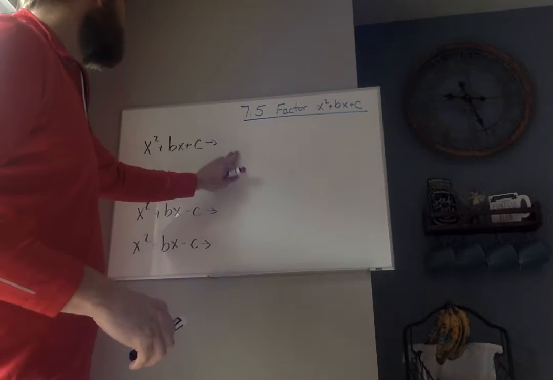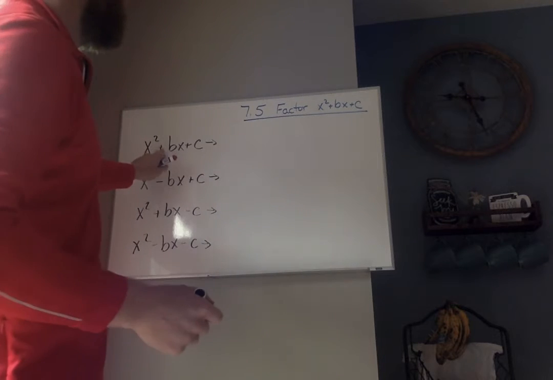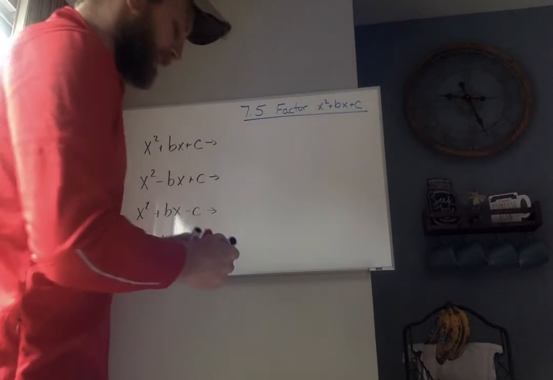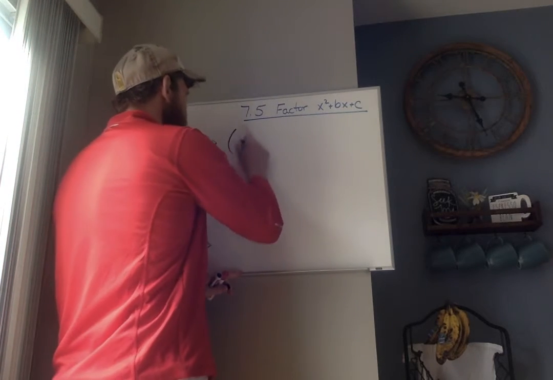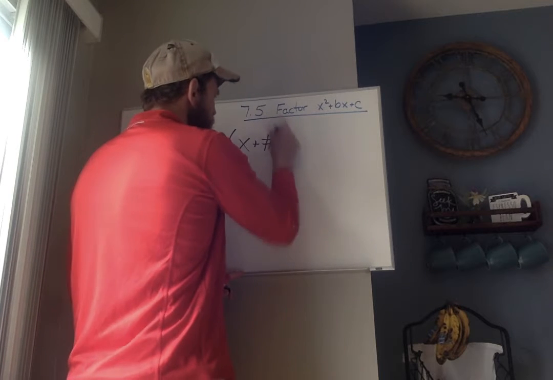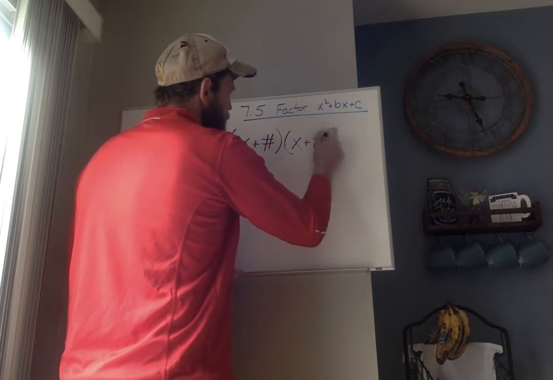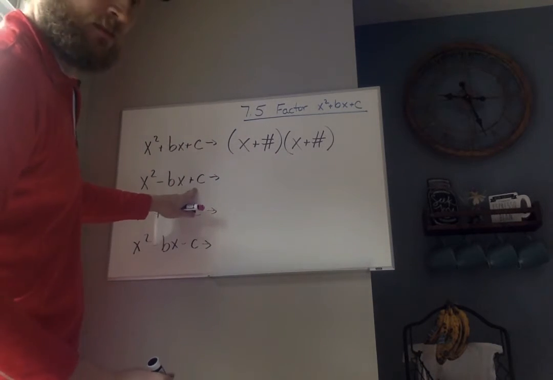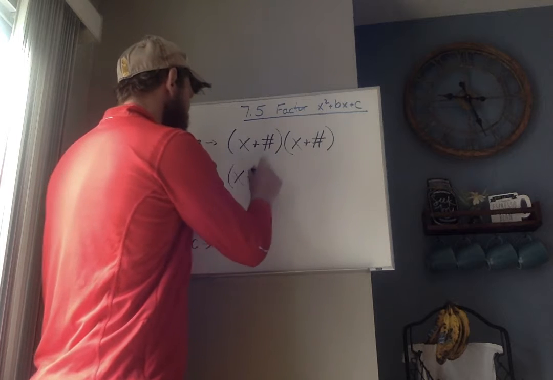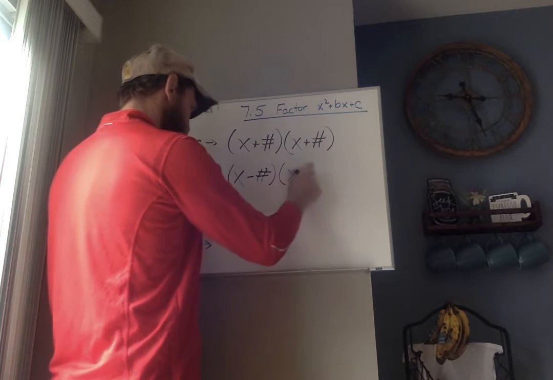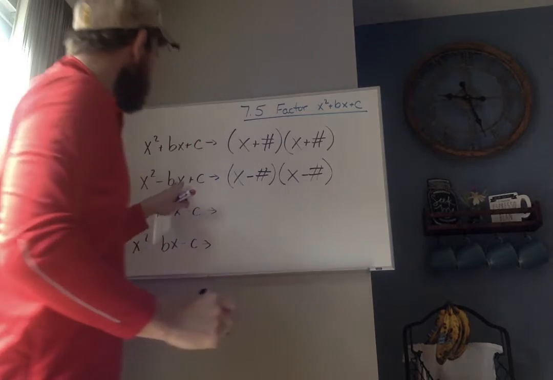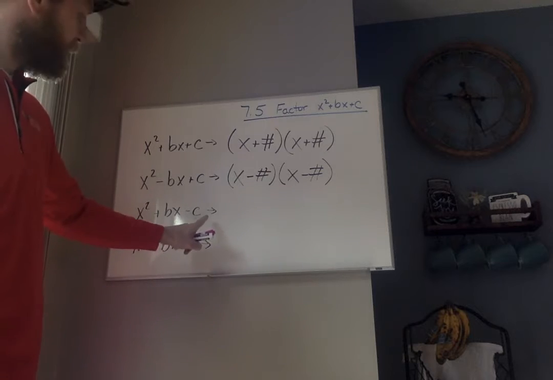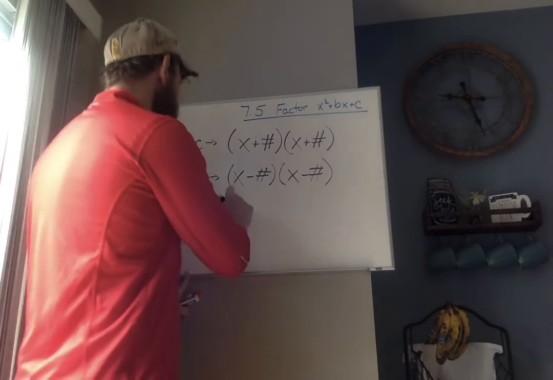So the first rule is when we look at the signs, we don't really care what the numbers are. I only care about the signs. When I have a plus plus, this factors to x plus a number times x plus a number. Notice they're both pluses. Here, this is minus plus. This factors to x minus a number times x minus a number. So if the last term is a positive, my signs are the same. Now, you guessed it, if it's negative, my signs are different.